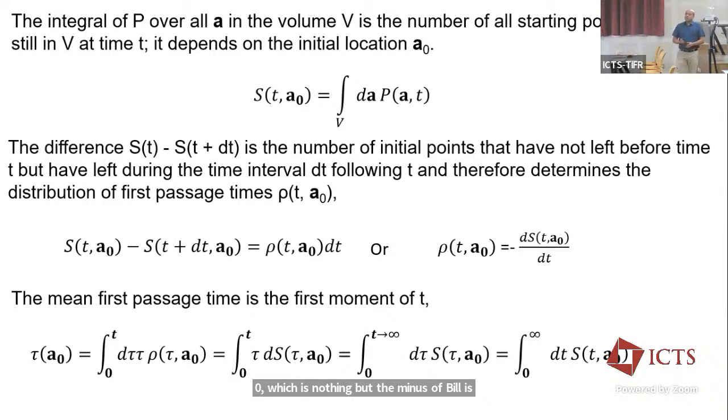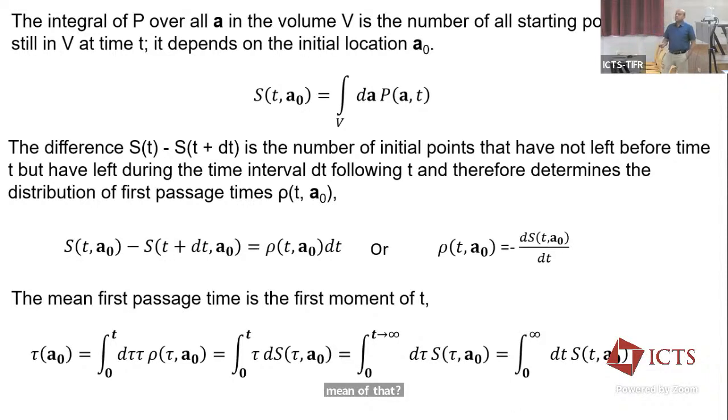So now we are going to calculate the mean first passage time. So mean first passage time is the first moment of t. Very simple. If we know this distribution function, then the mean is the integral from 0 to t of dt tau, where tau is the variable that we are going to calculate the mean of, multiplied by this distribution function.